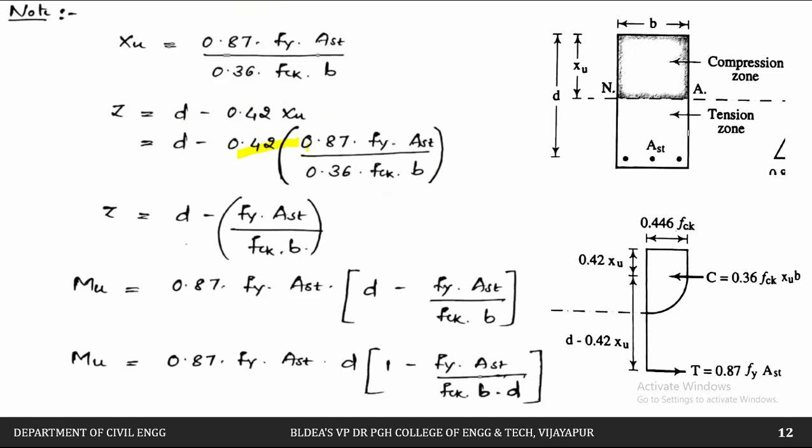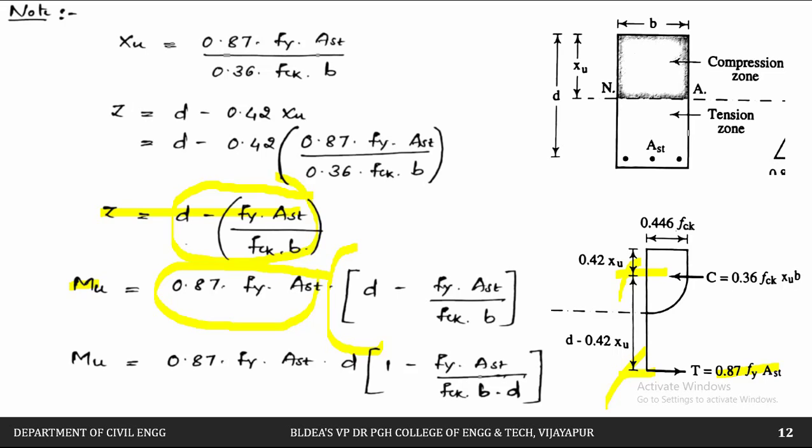Then next, if we simplify this, that will be equal to d minus of fy into Ast divided by fck into B. So you are going to get this as the Z value. So therefore, the moment of resistance due to this force, for example, 0.87 fy into Ast into this is nothing but the lever arm Z. This is lever arm Z. 0.87 fy into Ast into lever arm, which is nothing but Z.